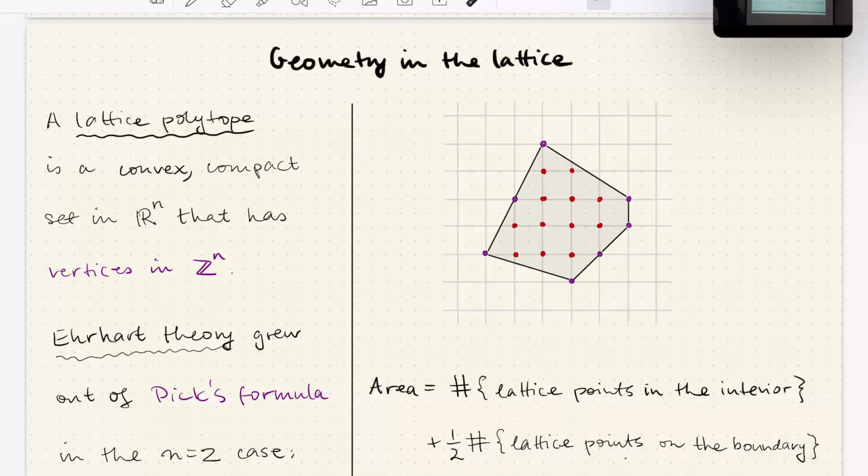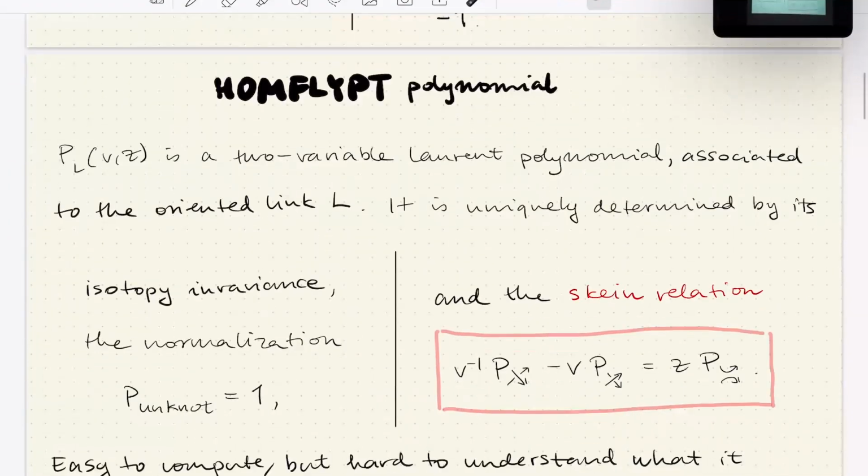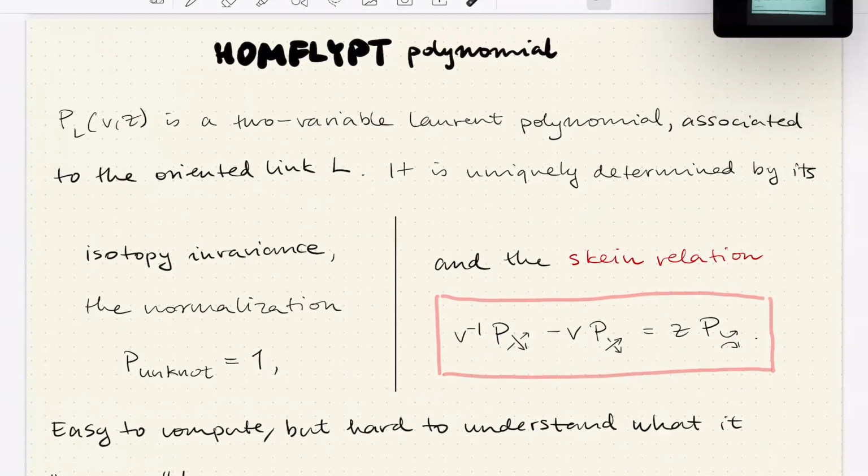So this was just an excuse to say the definition that a lattice polytope is going to be a convex and compact set, so bounded and closed, in n-dimensional space, so that its vertices lie in the n-dimensional lattice, just like the vertices of this object did. All right, so how that's going to come up, you will see that soon enough, because it's not immediately obvious why such a thing would have anything to do with knots, but let's move in that direction. So the connection happens through the HOMFLY polynomial.